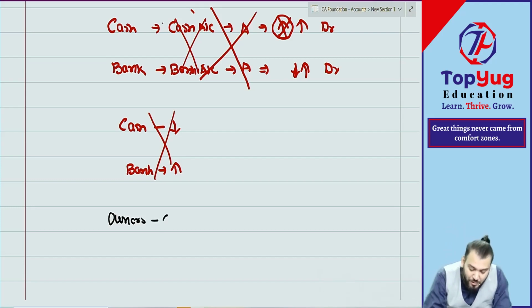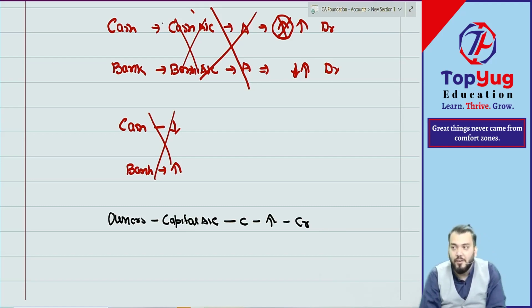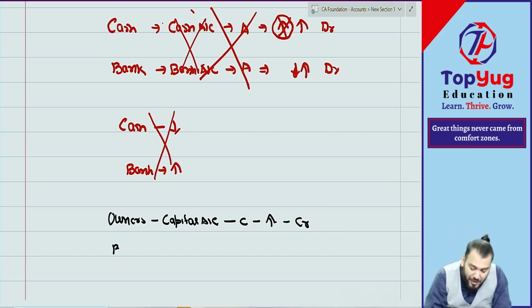So for owner, which account? Capital account. Capital account is capital. Increasing capital will be credited. Then bank. Bank is what? Asset. And asset is what?